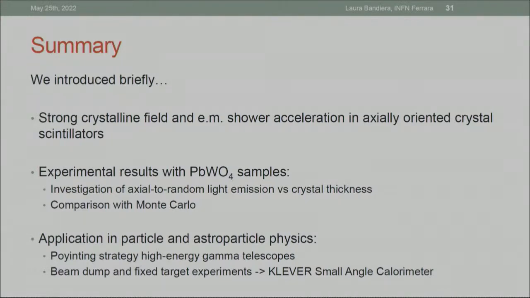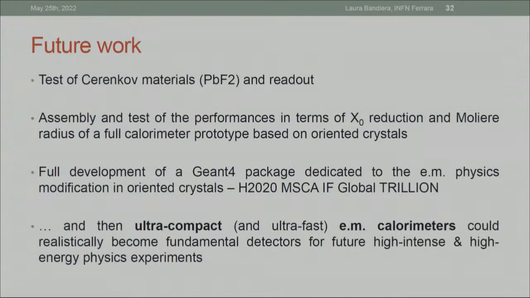So there could be possible applications in particle and astroparticle physics, like pointing strategy, high energy gamma telescope, beam dump, and fixed target experiments, like the CLEVER small angle calorimeter, that is the most straightforward now that we are collaborating inside it. But future work is test of Cherenkov material to realize ultra-compact and ultra-fast calorimeter, assemble and test a full calorimeter, not single crystal, and evaluate fully the performances in terms of radiation length reduction, and if the Molière radius is modified, and so on.